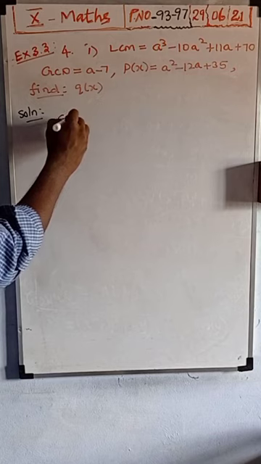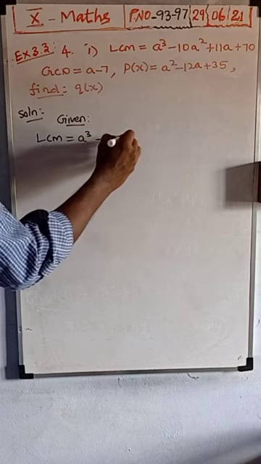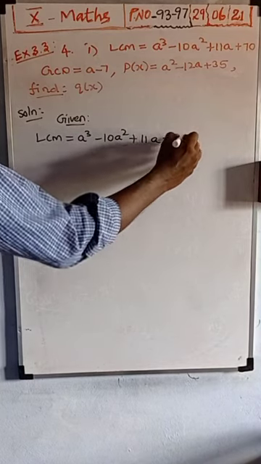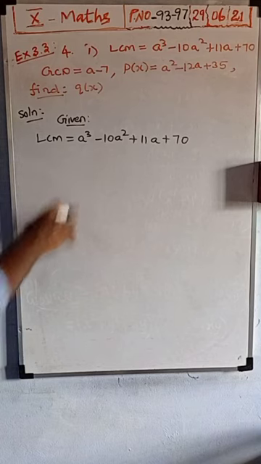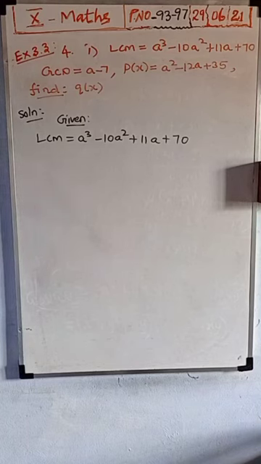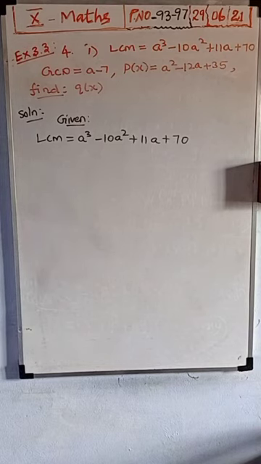Now first the given terms you should write. Given LCM a cube minus 10a square plus 11a plus 70. So it is a cubic polynomial, yes, because power 3 is there. Then you can factorize this polynomial, and factorize means we will get 3 factors. Yes, so we know a quadratic polynomial we factorize using the factorization method, that is easy. Now this cubic polynomial I want to factorize by using synthetic division. Yes, 9th standard you learned. So using synthetic division you want to factorize, then we will get it as 3 factors.